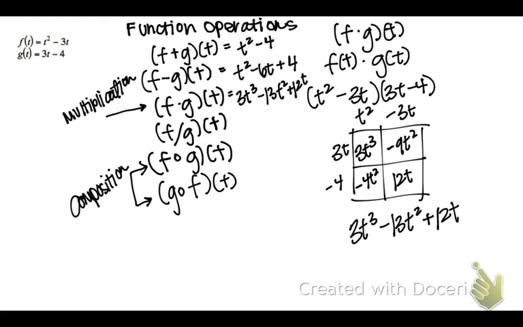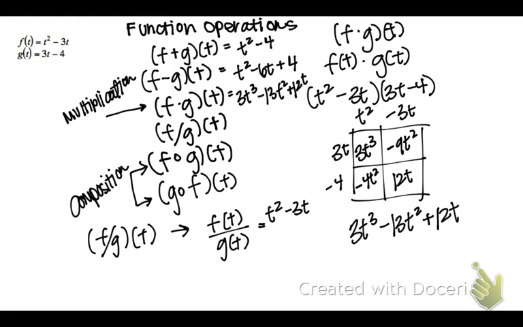Okay, not too bad. If you're dividing, so if we have f divided by g of t, that's the same as f of t divided by g of t. These ones are actually super easy. f of t is t squared minus 3t, g of t is 3t minus 4. That's all you need to do. Don't actually divide it; you could just leave it right there. So this is t squared minus 3t over 3t minus 4.